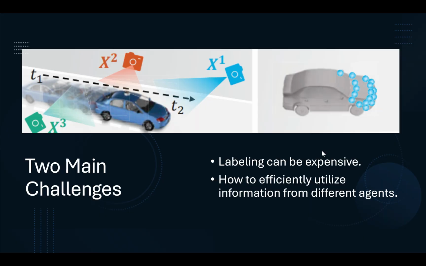There are two main challenges of this topic. The first one being the labeling can be expensive. The second one is how we can efficiently utilize information from different agents. If we only use the point cloud from a single viewpoint, a single position, we only get partial points like this, and it will be hard to predict the right bounding boxes from these viewpoints.